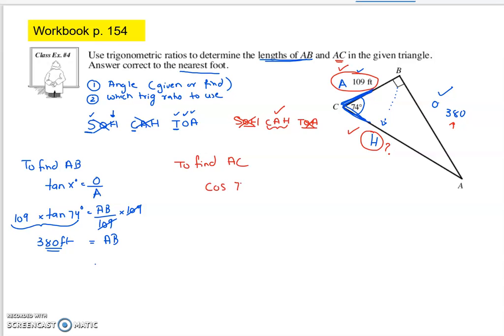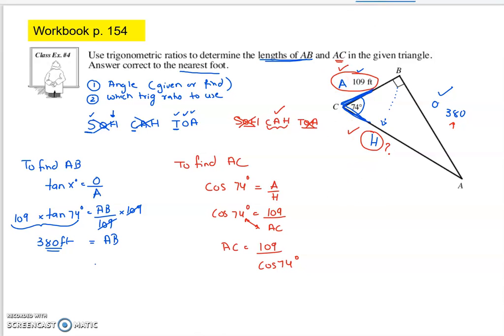Cos of 74 degrees is adjacent over hypotenuse. So cos of 74 degrees is adjacent, which is 109, over hypotenuse, which I don't know. So if you cross multiply with this, a shortcut is to just exchange these spots. AC will be equal to 109 divided by cos of 74 degrees.